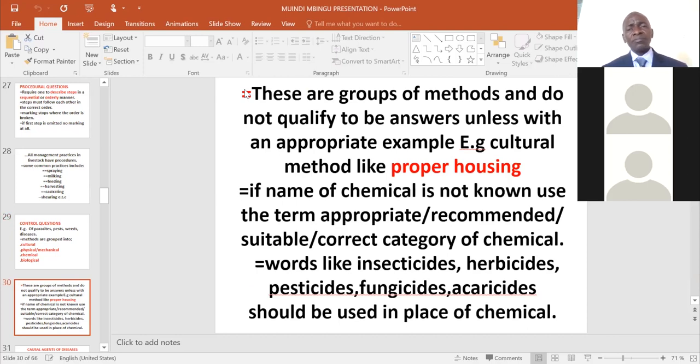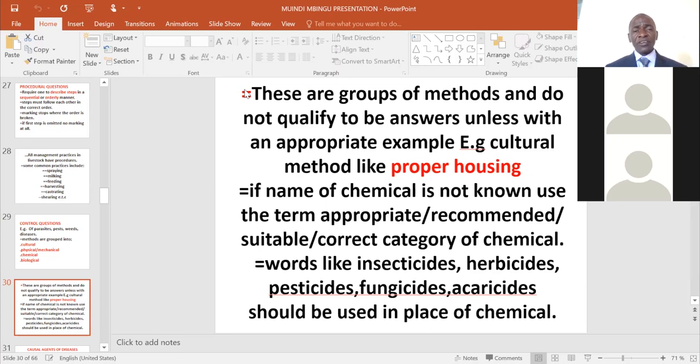So a cultural method of controlling livestock parasites is proper housing. So once you say cultural method, then qualify it by giving an example of a method that falls under that category.